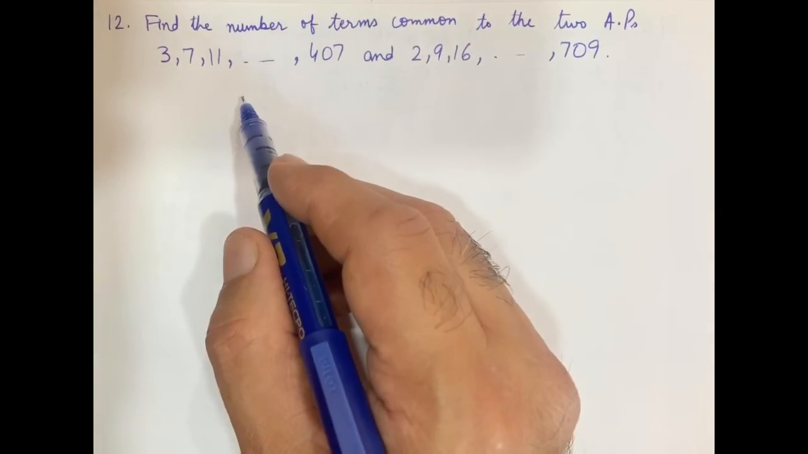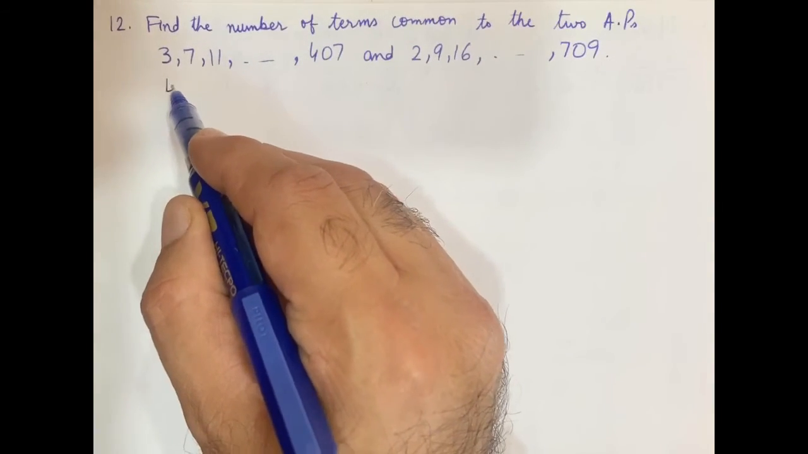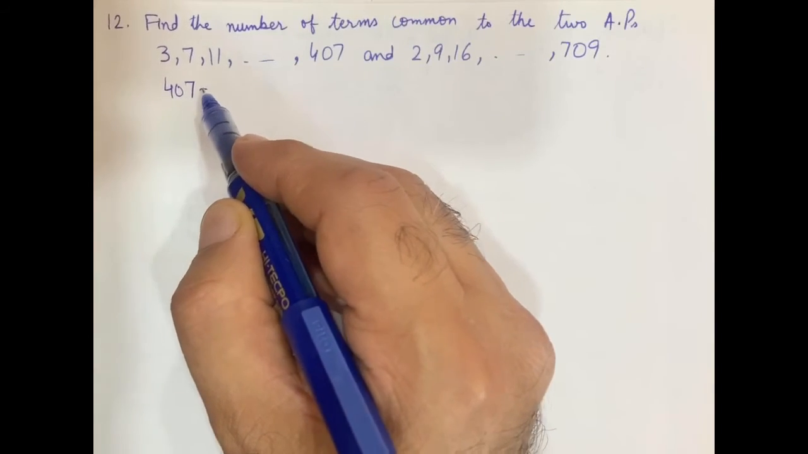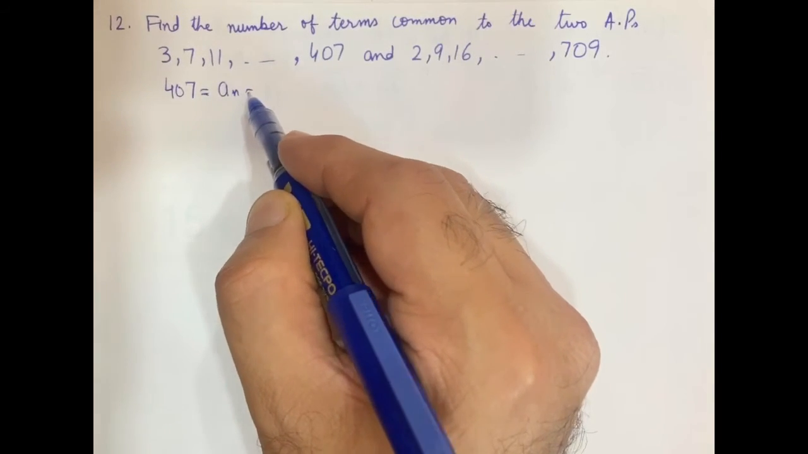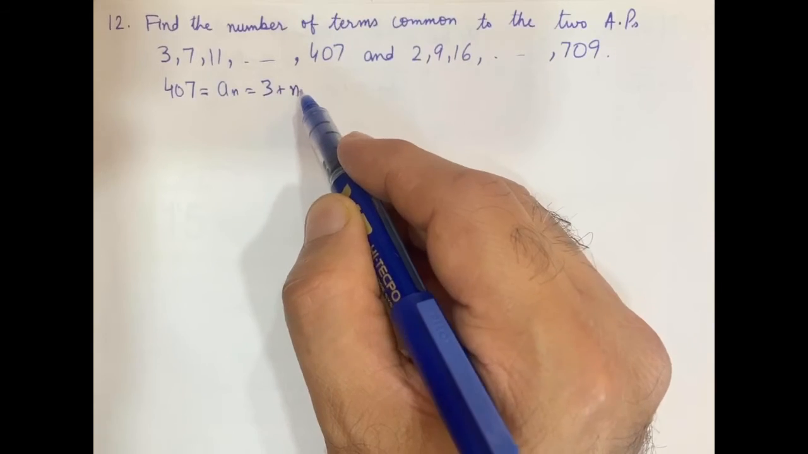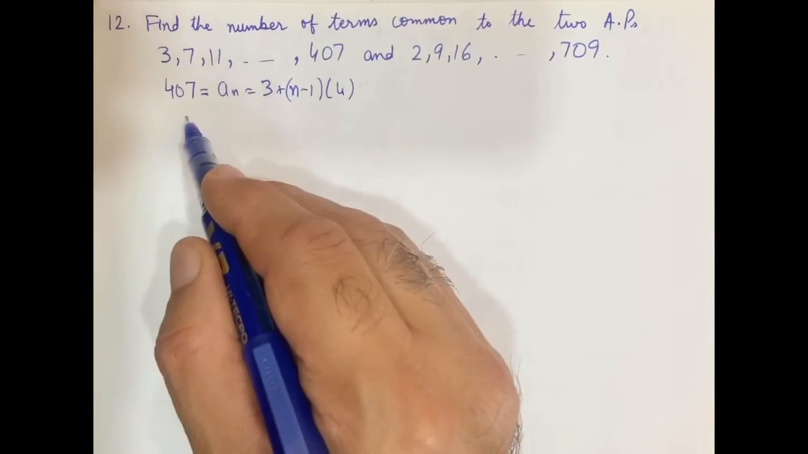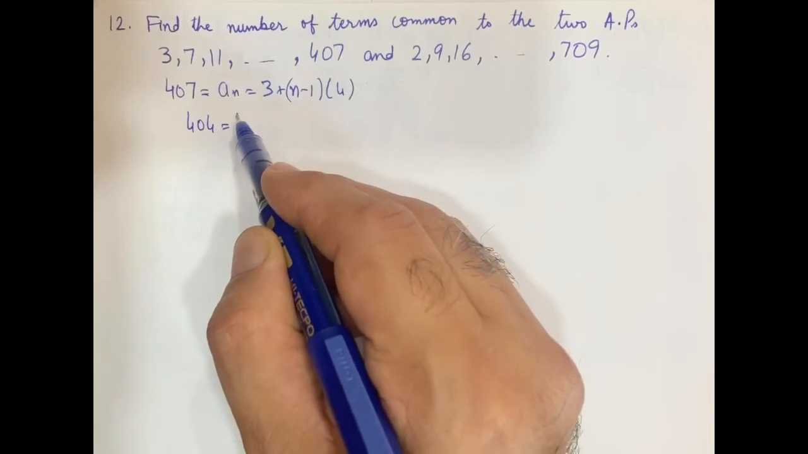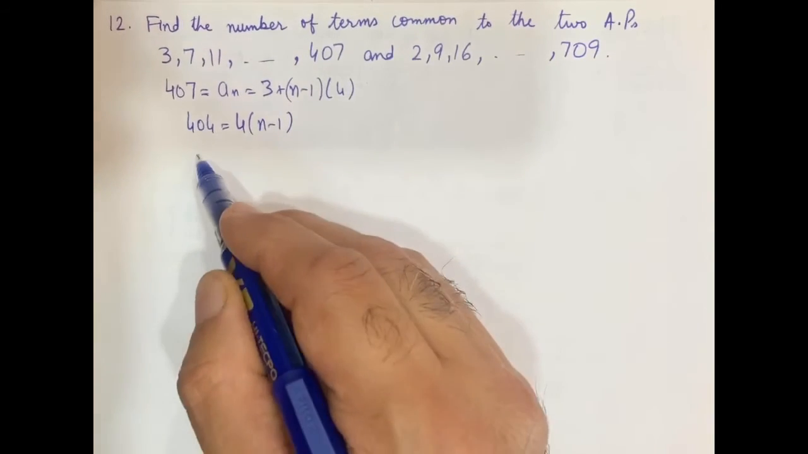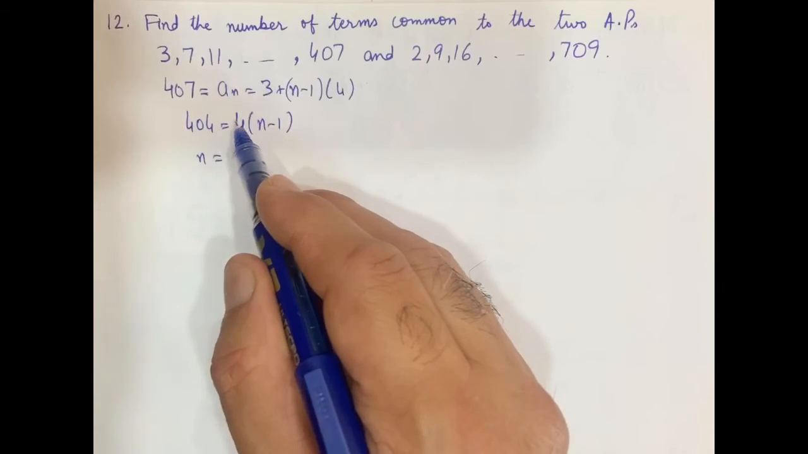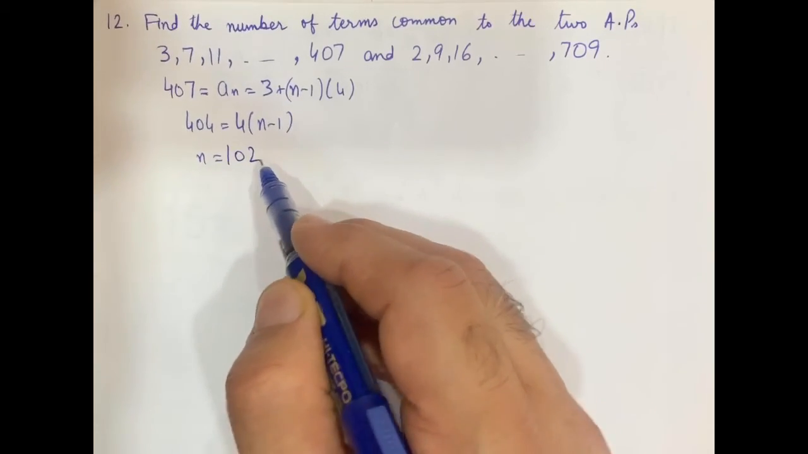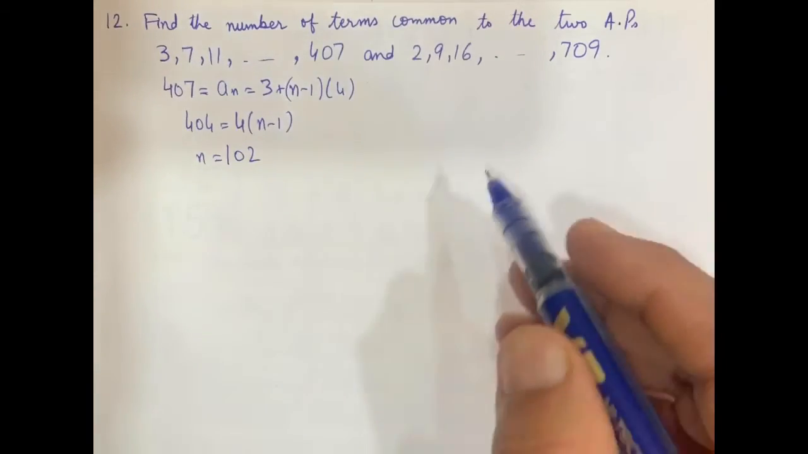Let us find out the number of terms. So let's say 407 is the nth term. This is 3 plus n minus 1 into the common difference of 4. 407 minus 3, this is 404, is 4 into n minus 1. This gives us n equal to 101 plus 1, 102. So there are 102 terms in this series.